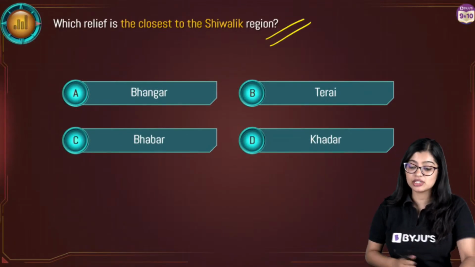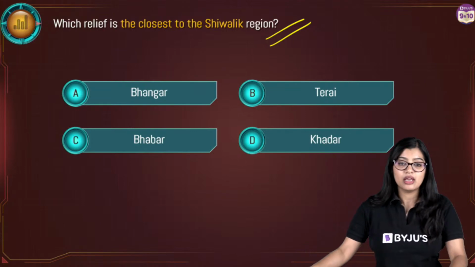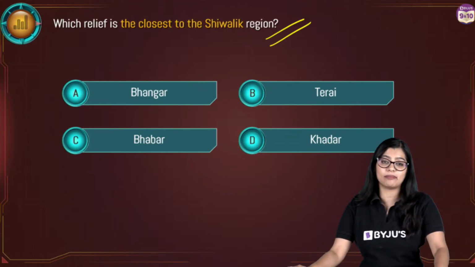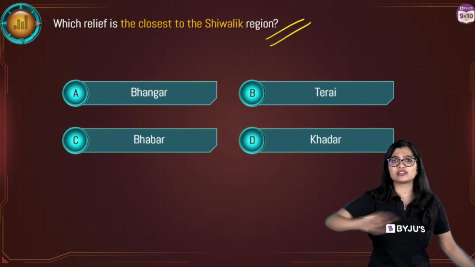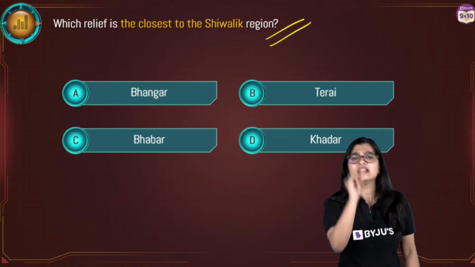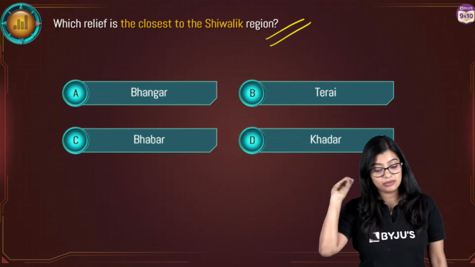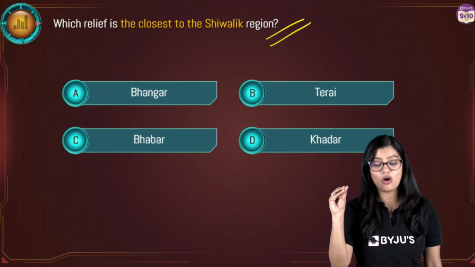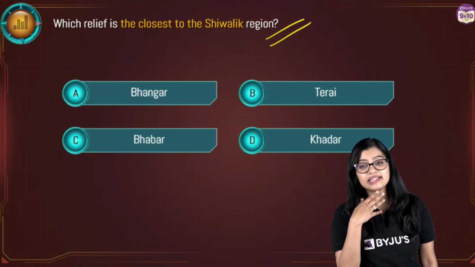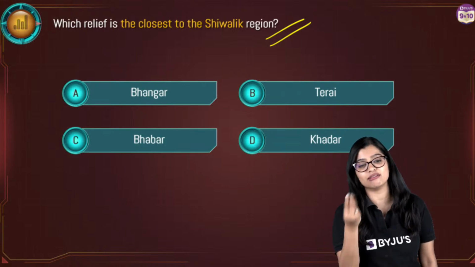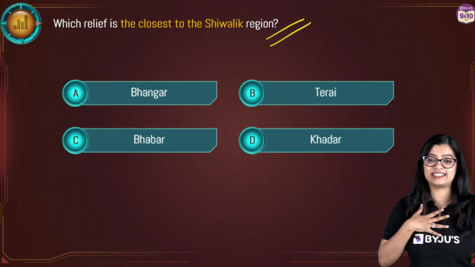Which relief feature is closest to the Shivalik region? Ma'am, due to Kankar, the river will not be blocked. Kankar is small, it's not huge rocks that will block it, right? They are relatively smaller structures. So is it the Bhangar, Terai, Bhabar or Khadar?